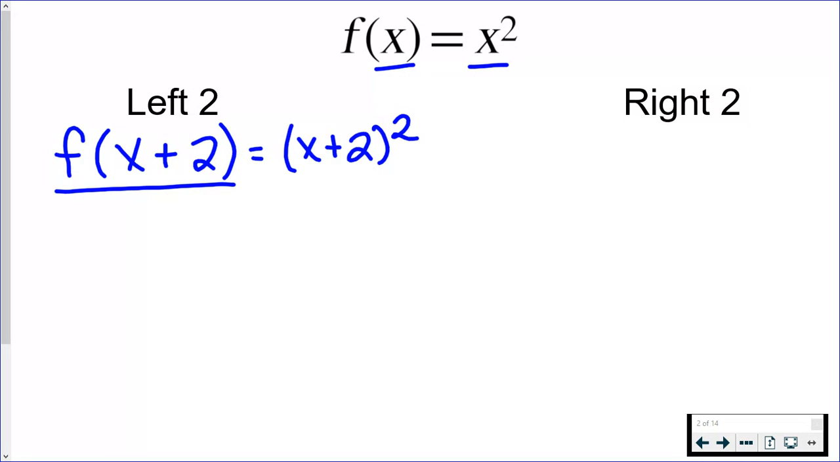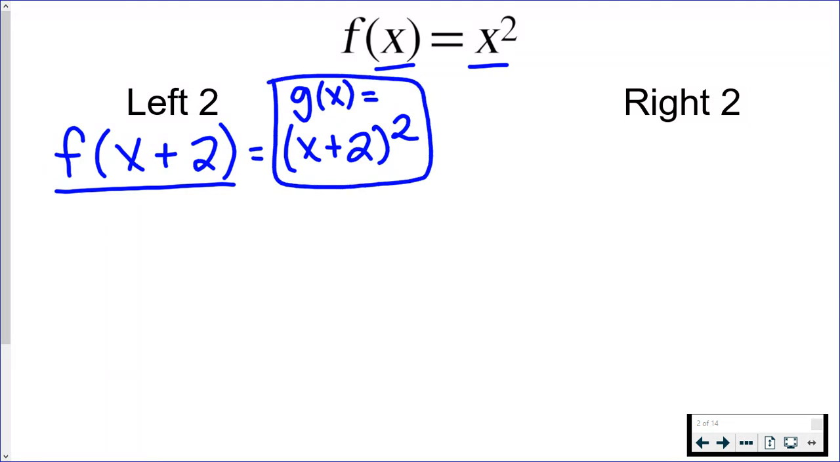So you may be able to leave your answer like this. That would be fine. You can call it f of x if you wanted. You can call it g of x. I'll call it g of x. So my new function g of x would be the parent function shifted left 2.